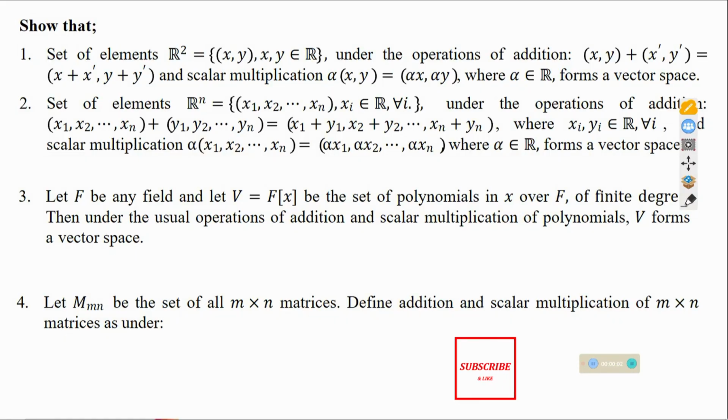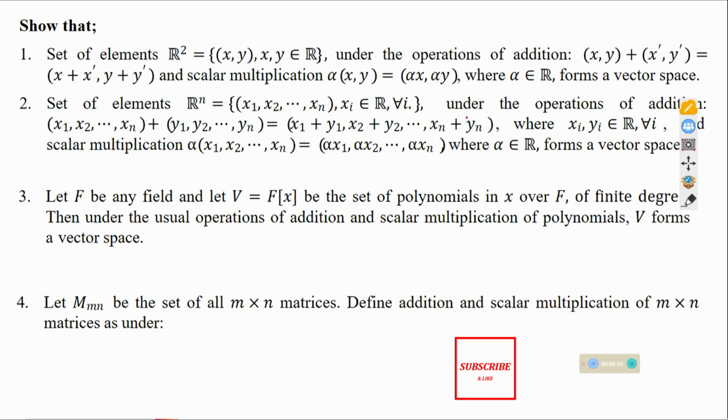Let us now talk about some examples on how to prove that a given set forms what we call a vector space. We shall look at question number 2. Question number 2 says a set of elements R^n, which are of the form x1, x2 up to xn, for which we are picking xi from the set of real numbers for all the i's, meaning that x1, x2 up to xn are real numbers.